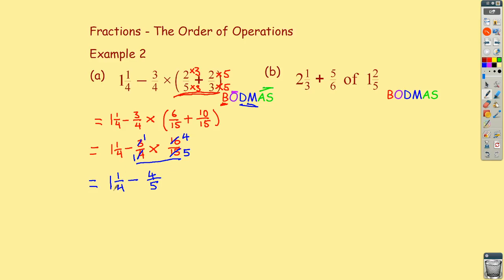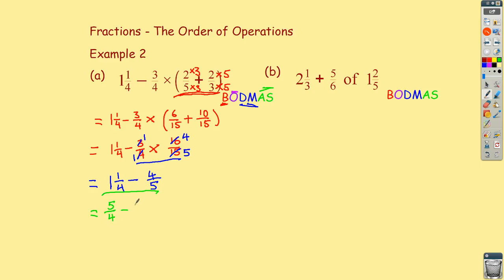Okay, that's what we're going to do here. First thing we need to do is change this to top heavy, so we're going to do 1 times 4 gives us 4, and add on the extra 1 for a total of 5. It goes on top there.